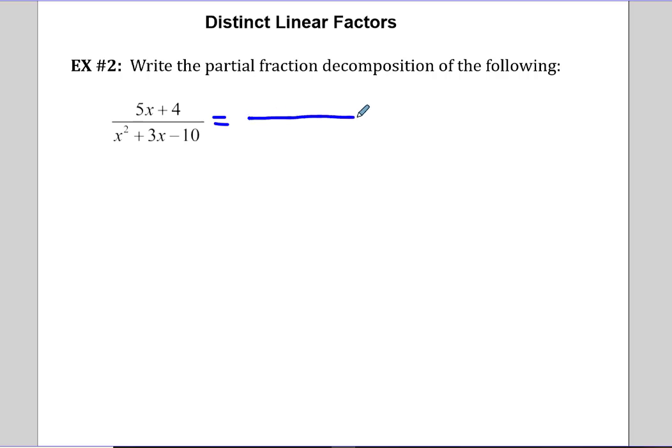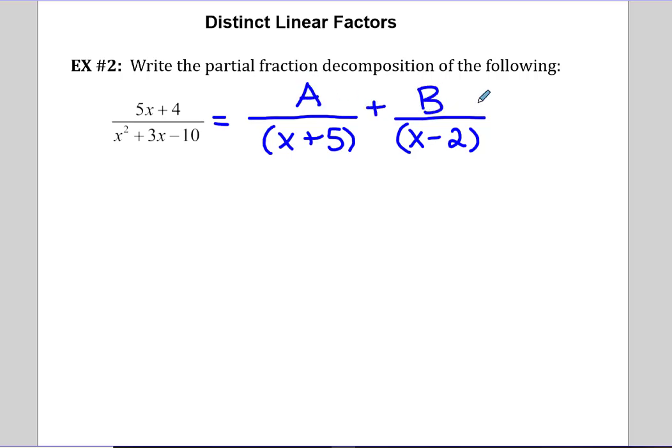So in this case, factors of the denominator would be x plus 5 and then x minus 2. And both of those are linear, so I need a constant plus another constant, and they would have to add up together to give me that left-hand side of the equation.